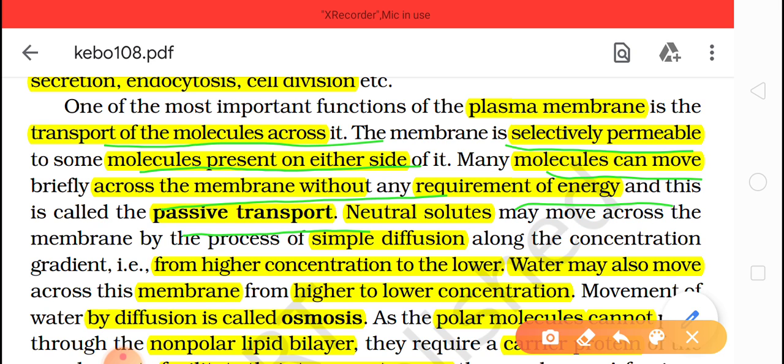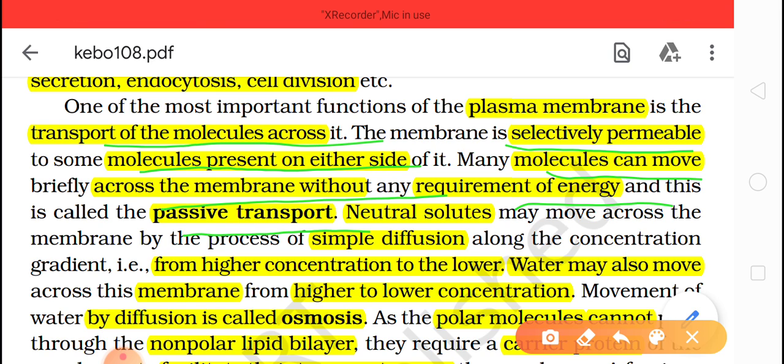Children, passive transport occurs along the concentration gradient, like from higher concentration to lower concentration. This is passive transport. But active transport occurs against the concentration gradient, from lower concentration to higher concentration. So from lower to higher they need energy, that is ATP. Clear about active and passive? In passive, there is no requirement of energy.